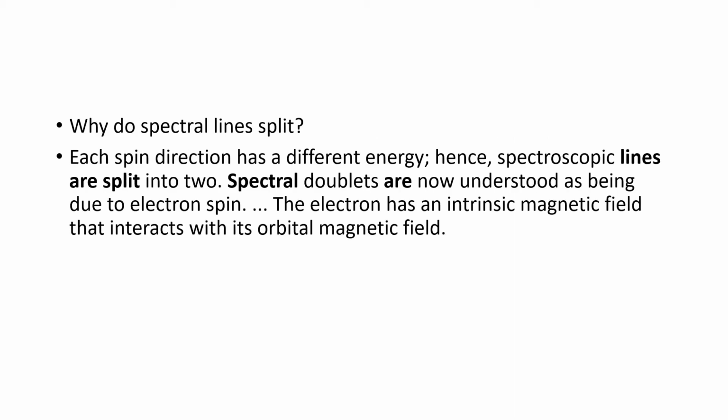It can be asked why spectral lines split. Each spin direction has a different energy. We believe that the electron has spin, and there are two types of spin, plus half and minus half. Due to this, a spectral line splits into two. Spectral doublets are now understood as due to electron spin. The electron has an intrinsic magnetic field that interacts with the orbital magnetic field.